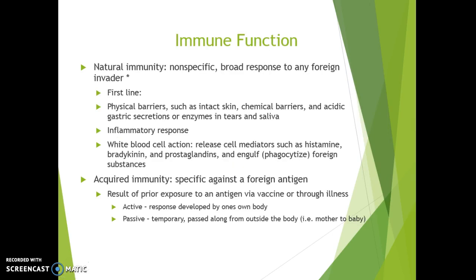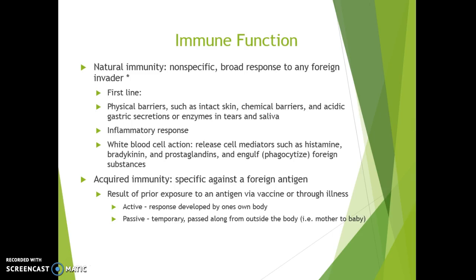So there's different kinds of immunity. There is natural immunity, and this is basically a non-specific kind of those features of our body and cells that protect us in a non-specific way. Include such things as skin, chemical barriers that are inside of our body, gastric secretions, enzymes and tears, etc. It also includes the inflammatory response and the white blood cells that can engulf foreign substances, phagocytosis.